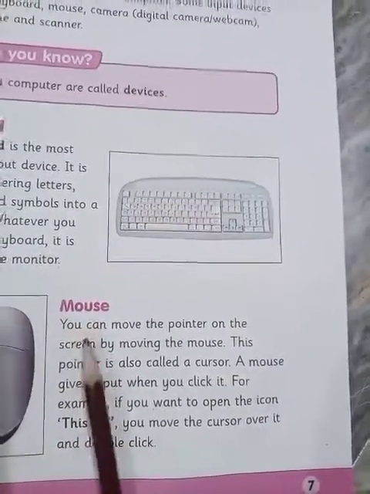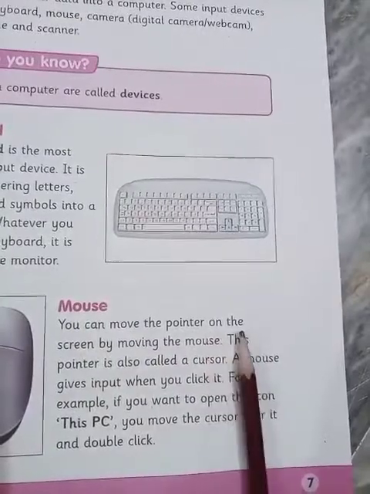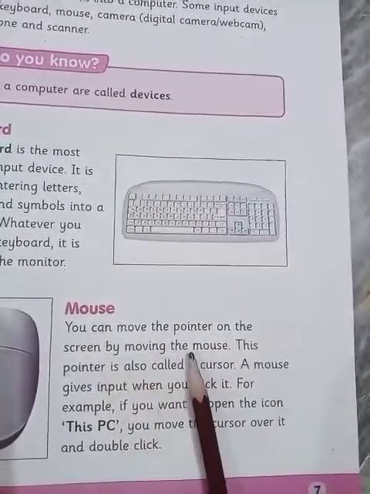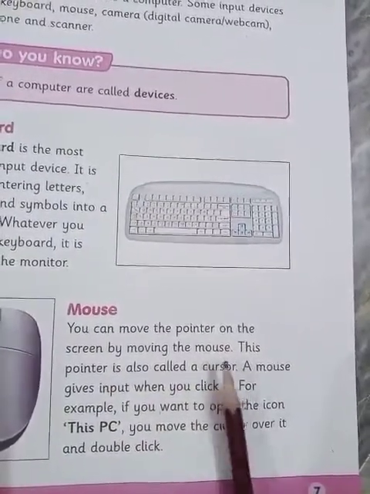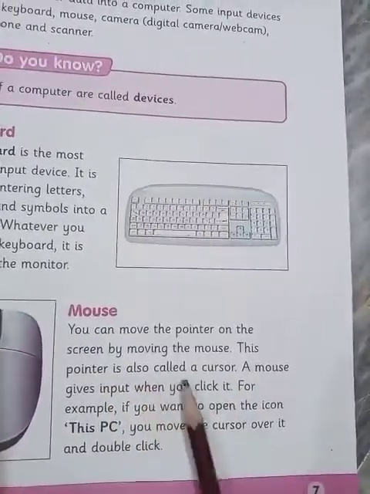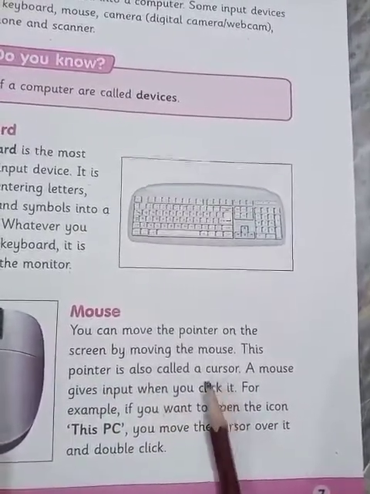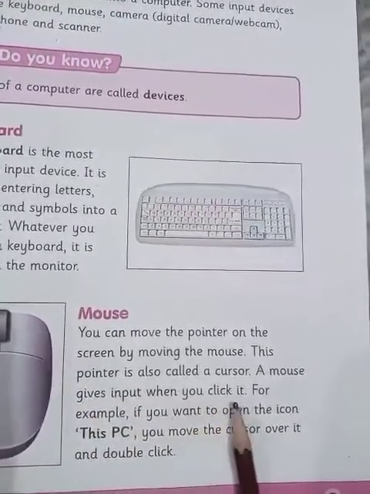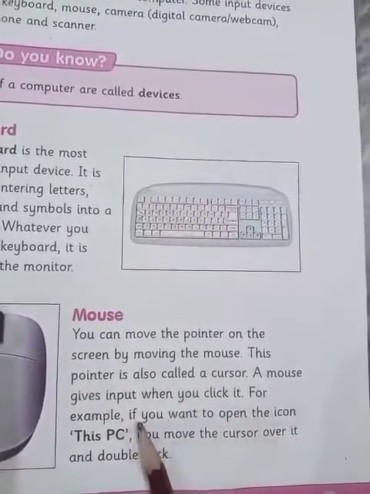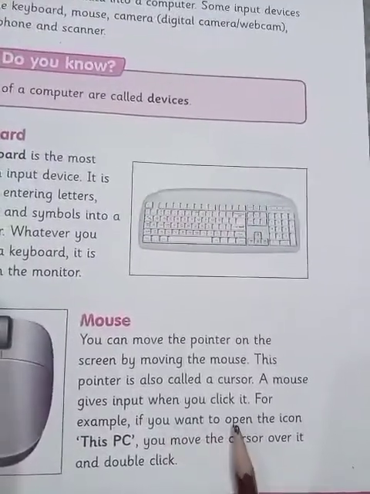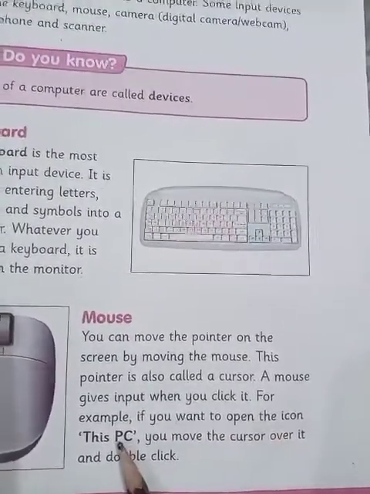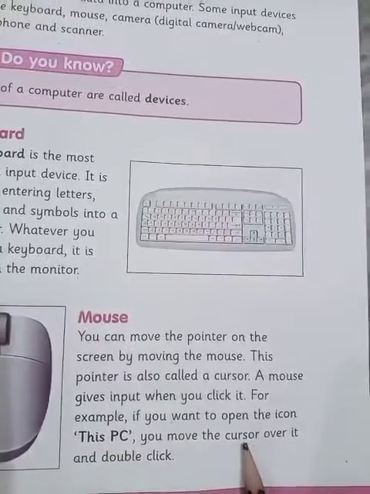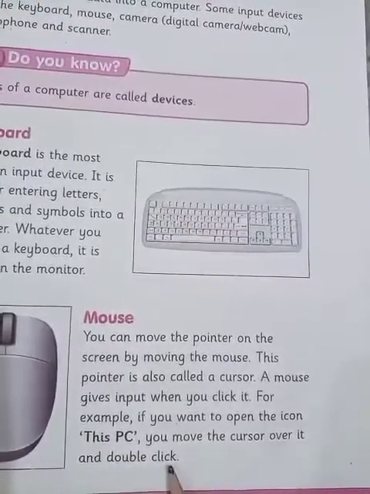Mouse. You can move the pointer on the screen by moving the mouse. This pointer is also called a cursor. A mouse gives input when you click it. For example, if you want to open the icon This PC, you move the cursor over it and double click.